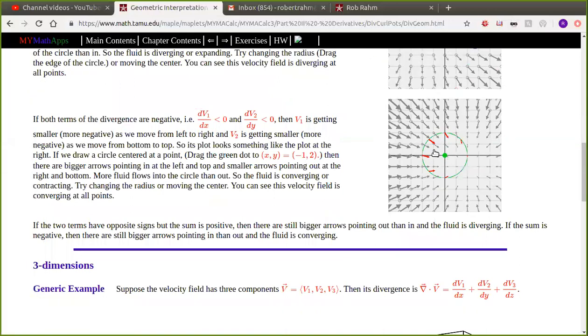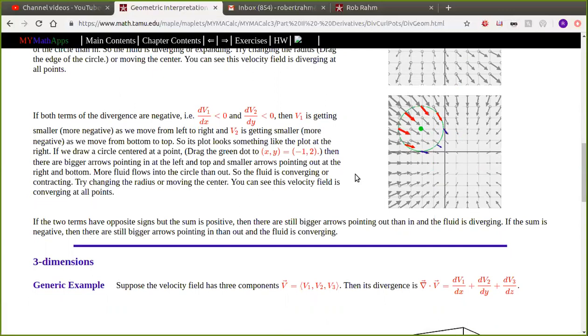And if we come over here and look at something like this, this is a negative divergence. If I look at this point, the divergence here is negative, and observe that again, there are some small blue arrows that represent fluid flowing out, but there are big arrows that represent fluid flowing in. So there's more fluid flowing into this region than flowing out.